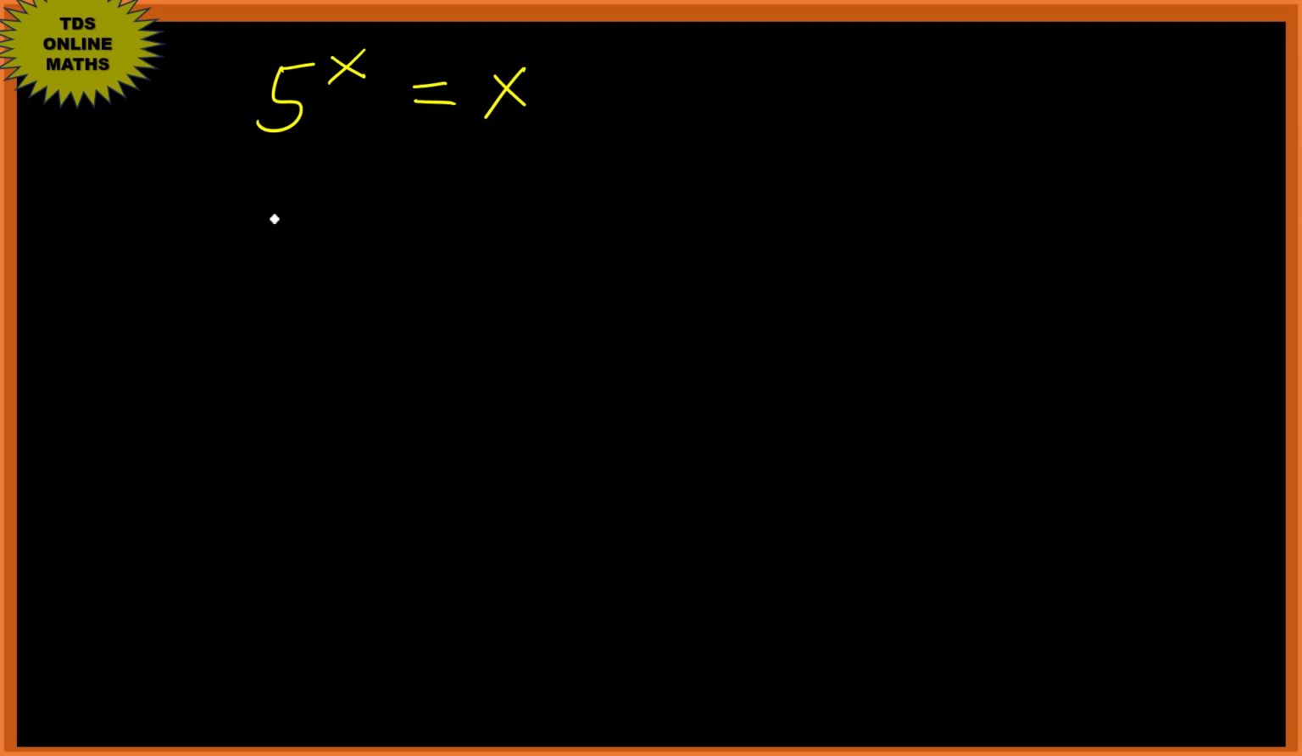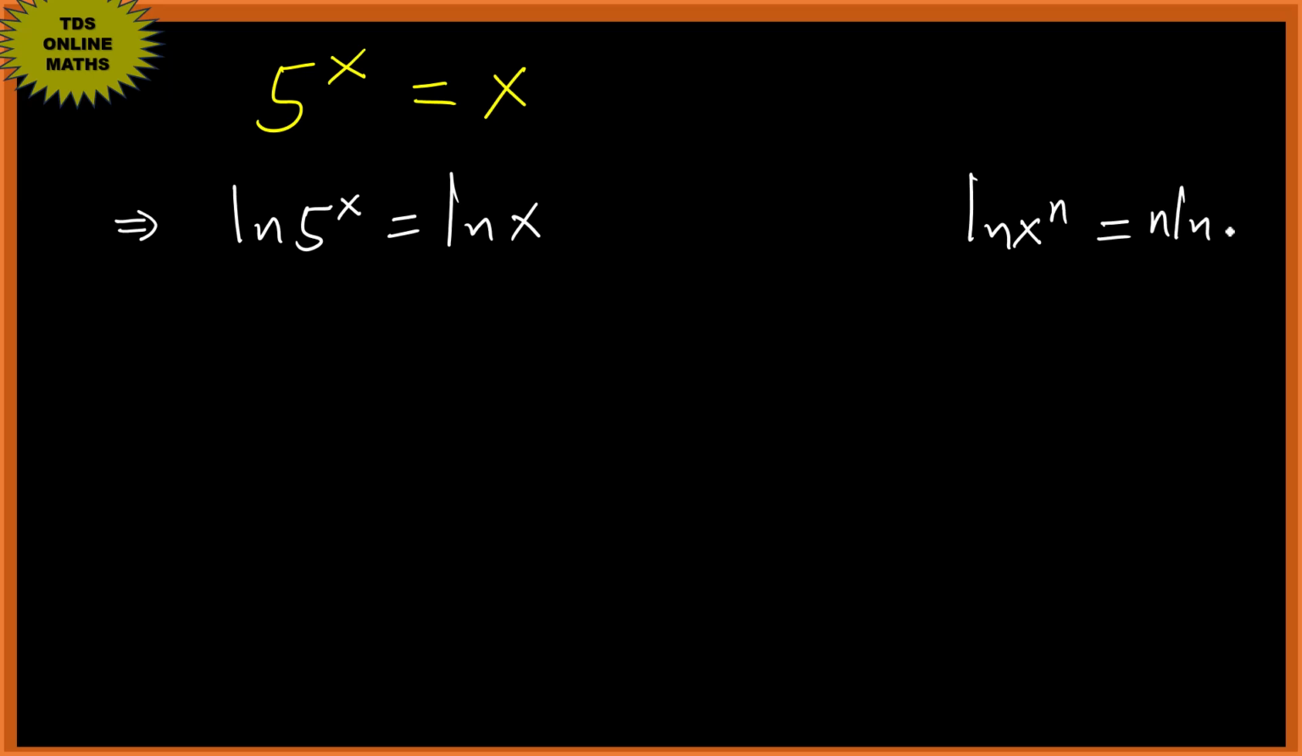And the only way out is to take log on both sides. So let's go ahead and take natural log on both sides. So we have natural log of x, natural log of 5 raised to x. Now when you are given natural log of something raised to a power, it is the same as the power times the natural log of that. So we have x natural log of 5 equals natural log of x.